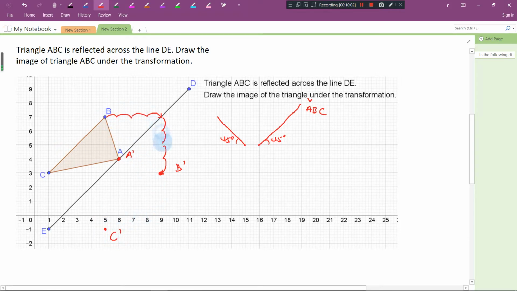Remember, if you want to count like this, you have to make sure the axis of reflection is 45 degrees like this or 45 degrees like that. Later I will show you more examples. Okay, so the next thing is just connect all these points together. This is the image of this triangle. Okay, so let's try a few other examples.